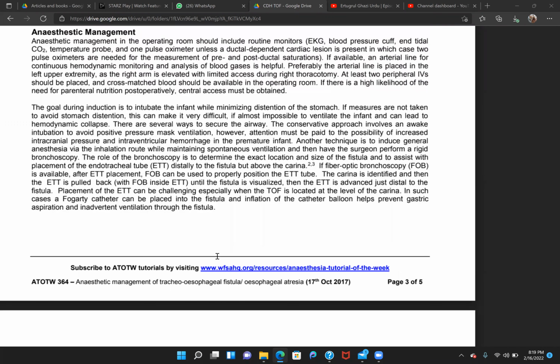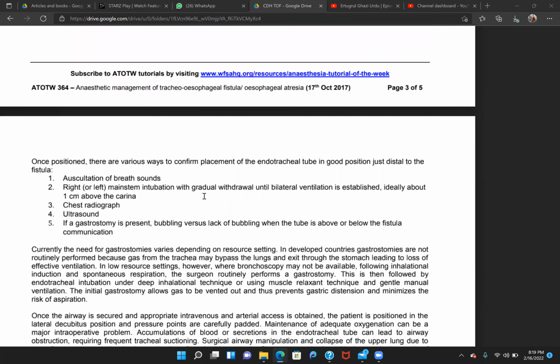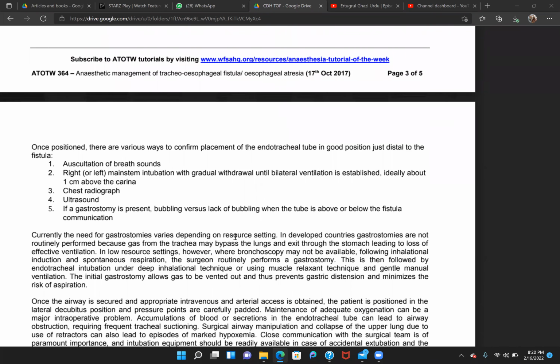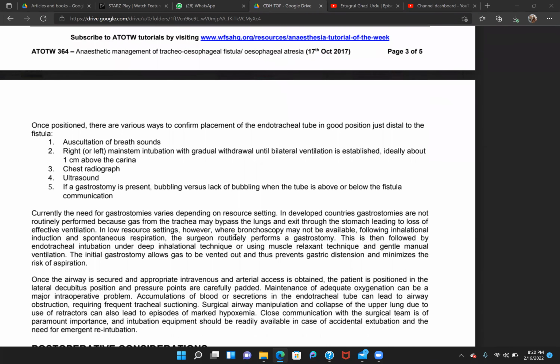So that's what we discussed: auscultation of breath sounds, right main stem intubation, then gradual withdrawal until bilateral ventilation is established, ideally about 1 centimeter above the carina, chest radiograph, ultrasound. If a gastrostomy is present, bubbling versus lack of bubbling. So that's what I discussed. By the way, I have not read these articles, because they were published after I finished all my studies. This article was published in 2017 when I had closed all my books, and whatever I had done was done before.